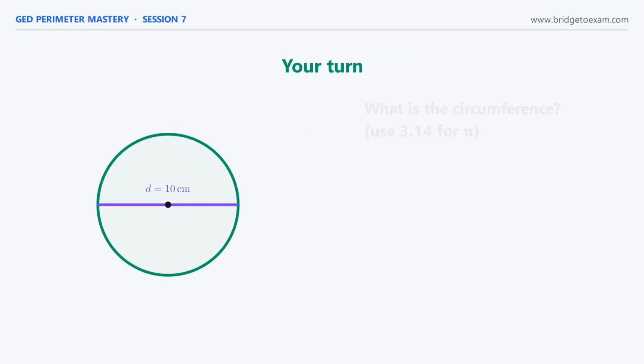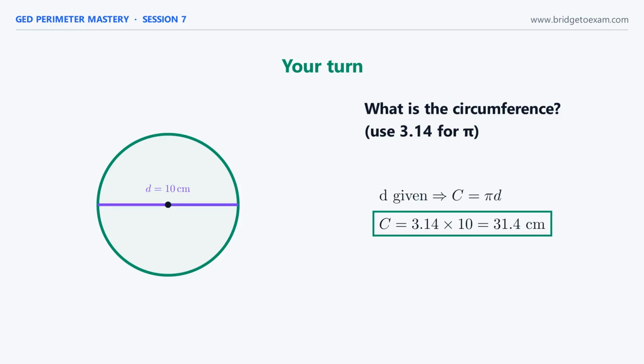Your turn. A circle has diameter 10 centimeters. Using 3.14 for pi, what's the circumference? Take a second. Diameter given, so C equals pi times d. 3.14 times 10 is 31.4 centimeters.